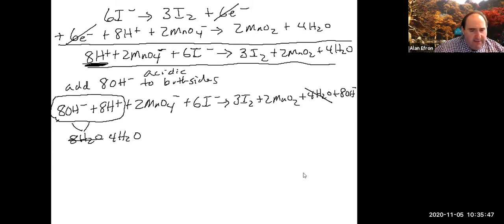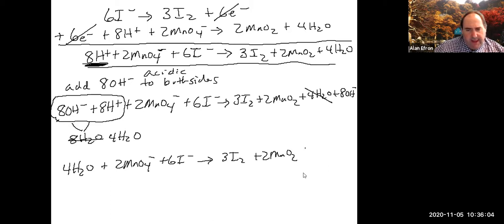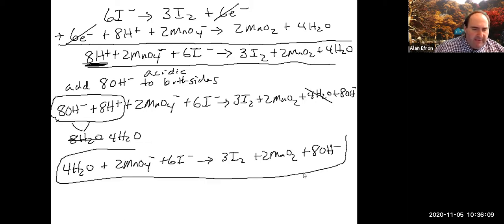Let's just kind of clean it up here. So we have 4 waters plus our 2 MnO4 minus plus our 6 I minus goes to 3 I2 plus 2 MnO2 and 8 OH minuses. And again, if we did everything correctly, this guy should be balanced both ways, both in terms of elements and also charge.